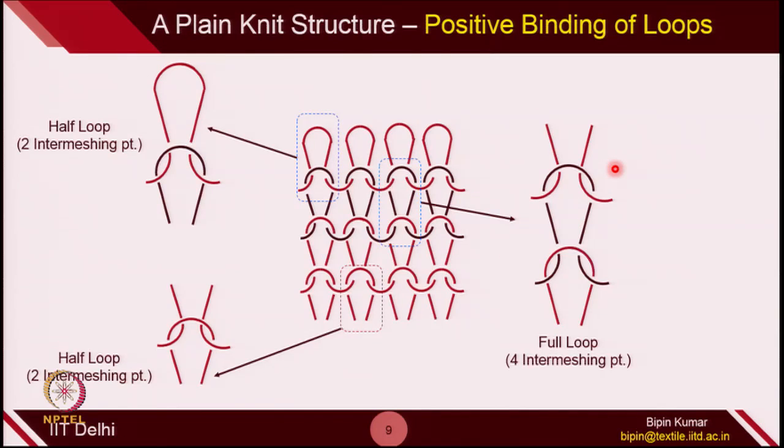This full loop, in reality, we call a stitch loop or a stitch, because it is the perfectly stable loop. You have given 2 intermeshing points on the top, and simultaneously 2 intermeshing points at the bottom. So this loop will never try to open either from the bottom or from the top side.